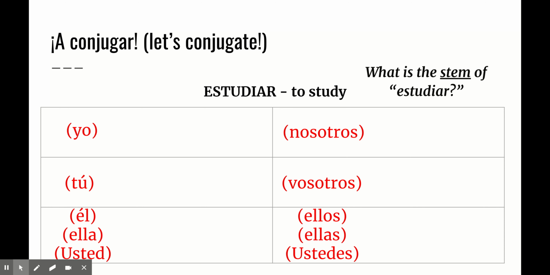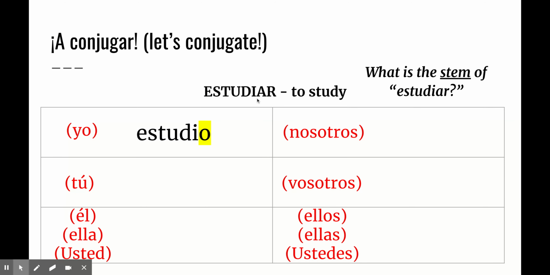Then what we have to do is ask ourselves, what is the stem of estudiar? What is the stem of estudiar? I just told you the stem is everything except the ending. So let's take away the ending, the AR. Adiós, AR. What's left?